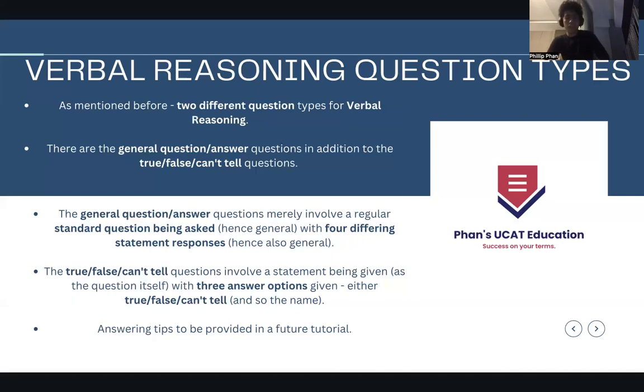That's important. Now I'm going to talk about the true, false, can't tell questions. With these questions, you get a statement. It will say something like, Maria loves eating food. That's the actual question itself. Then they give you 3 answer options, these being true, false, and can't tell. And that's why we call them true, false, can't tell questions.